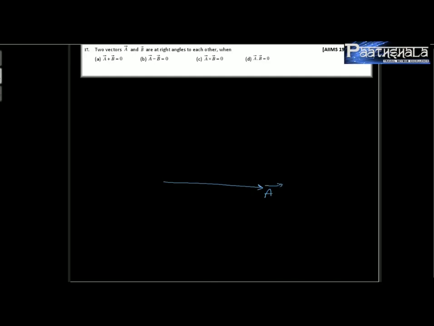Vector A and vector B are at right angles to each other. So their cross product A cross B is equal to AB sine 90 n hat. Sine 90 happens to be 1, so this is not going to be 0.